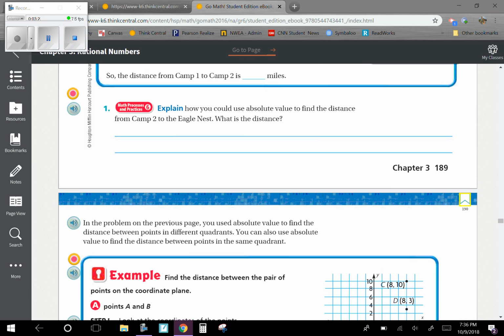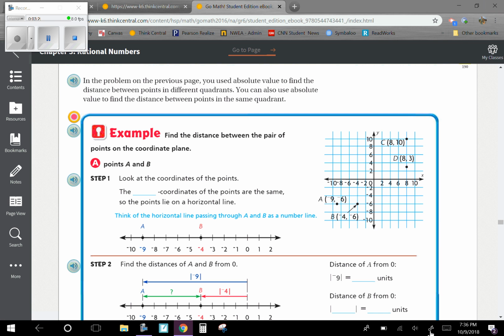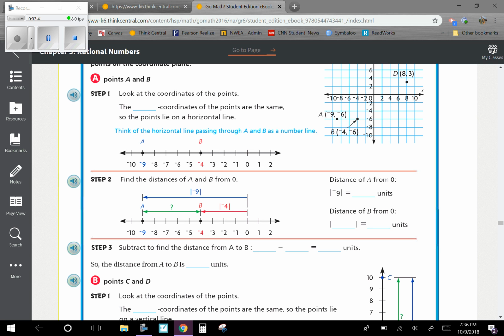Looking down at the next page, it says in the problem on the previous page, you used absolute value to find the distance between points in different quadrants. You can also use absolute value to find the distance between points in the same quadrant. So to find the distance between the pair of points on the coordinate plane, look at points A and B. Look at the coordinates of the points. The x or y coordinates of the points are the same. So let's look, and it would be the y coordinates.